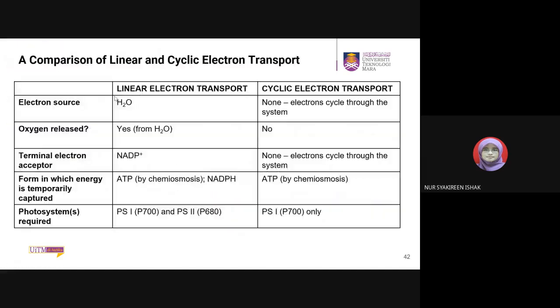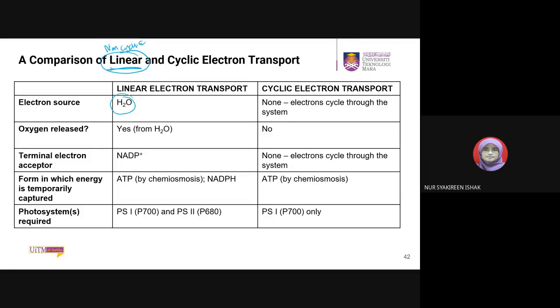So, comparison between linear and cyclic electron flow. Linear is referring to non-cyclic electron transport. That is linear, one-way flow from PS2 along the ETC, to PS1 and then received by the NADPH molecule. Okay, so that's why dia juga boleh kita panggil sebagai linear electron transport. Okay, so for linear electron transport, source of electron is water.